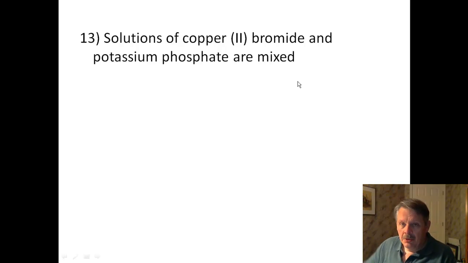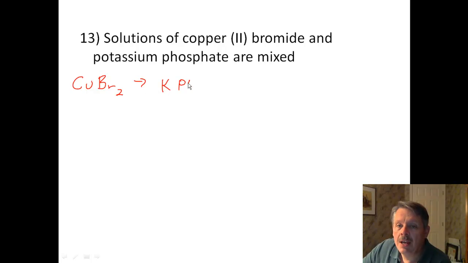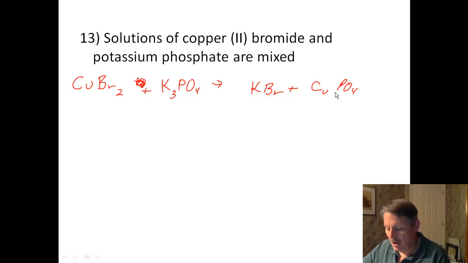How about number 13? Copper 2 bromide, CuBr2, and +2 -1 gives me that. And potassium phosphate, KPO4. And remember, PO4 is a -3 charge, potassium is +1, so it's K3PO4. Sorry, my bad, that's supposed to be a plus. Now remember the metals reverse, so it's KBr plus CuPO4.